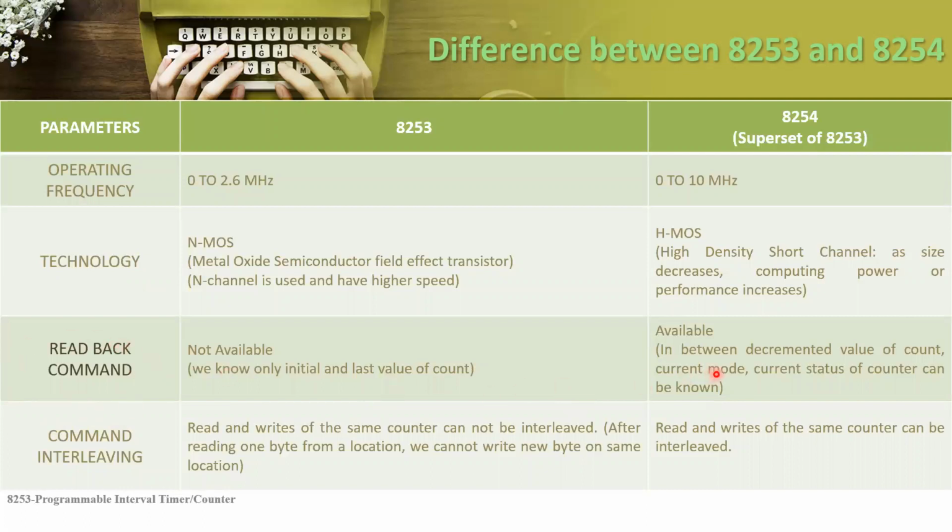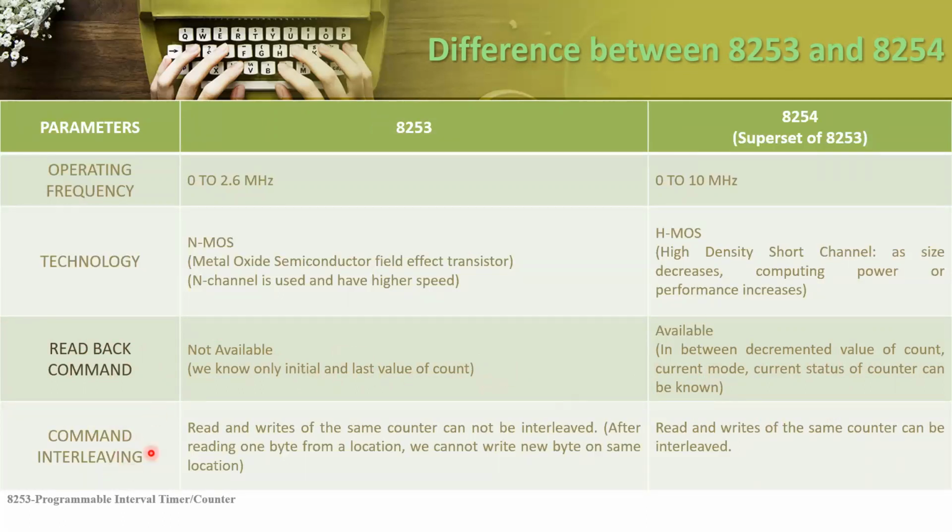So in between the decremented value of the count, we can access the current mode and the current status of the different counters, which we will come to know later on in this lecture. We can access this information with the help of the readback command, whereas these features are not supported by the 8253. We only know the initial and the last value of the count.